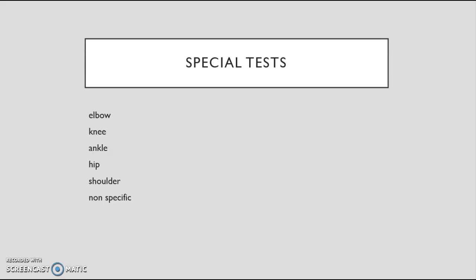What I would like you to do here is just make a short note of any special tests that you can find in relation to the elbow, the knee, the ankle, the hip and the shoulder, and any non-specific tests that you might come across that don't really fall into a category of a particular joint.